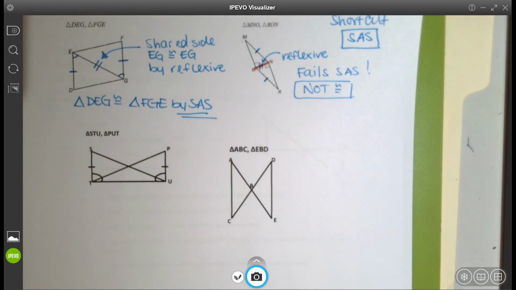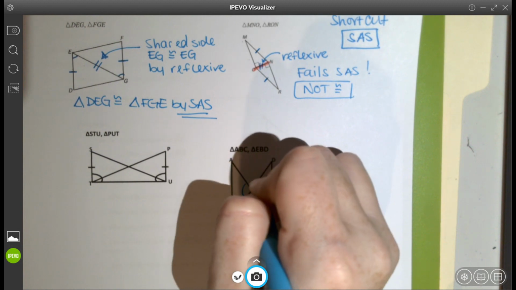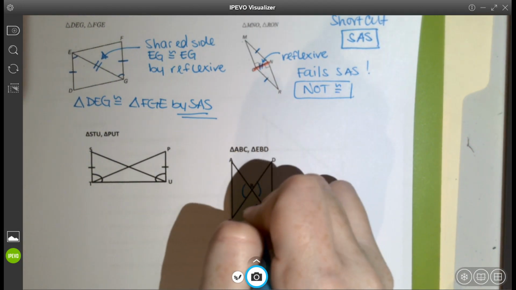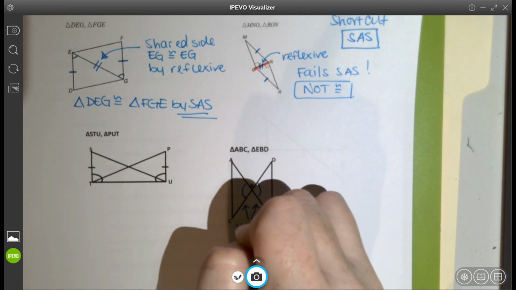All right, is there any markings I can add to this problem? And the answer is yes, there is something I can add. The first thing I can add are these two markings here. And the reason for those markings is because those angles are vertical. They're congruent because vertical.